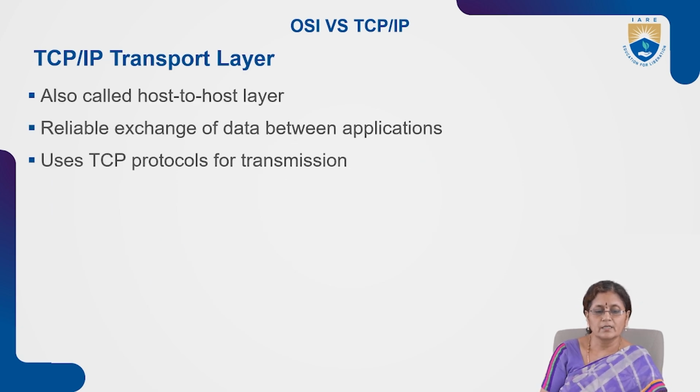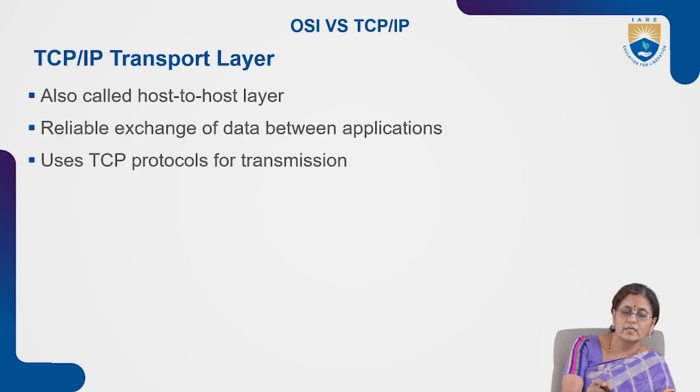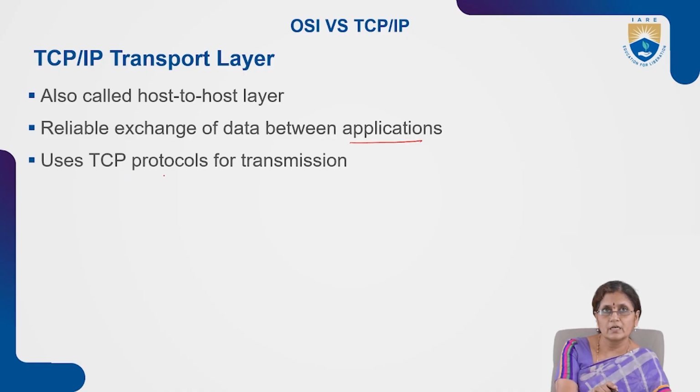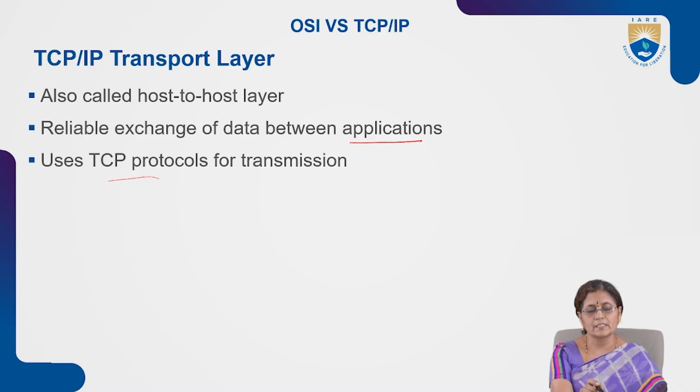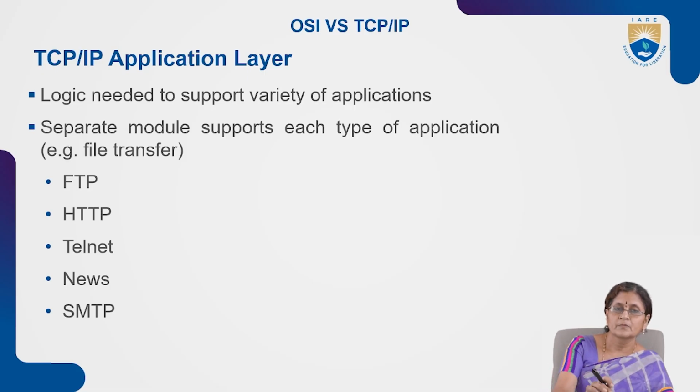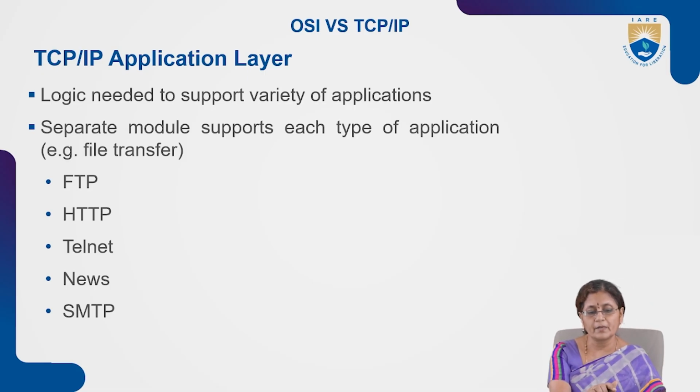TCP/IP transport layer, which is also called the host-to-host layer. What is this layer? It provides a reliable exchange of data between applications. As the name implies, it uses TCP, the Transmission Control Protocol, for transmission of packets from one host to another host. By using this, a reliable exchange of data takes place. Next is the TCP/IP application layer.